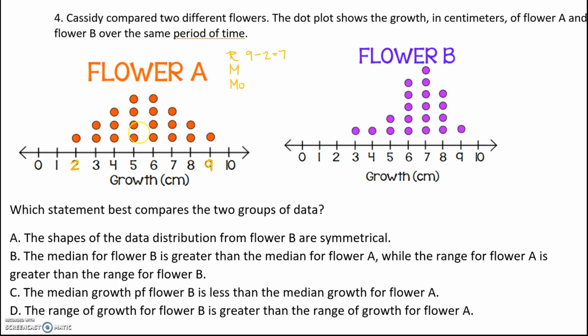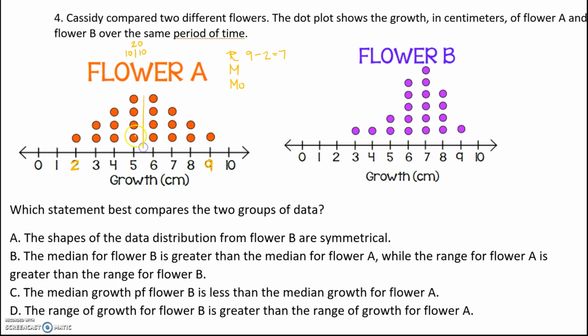Median, you can either cross them off or count them. 1, 2, 3, 4, 5, 6, 7, 8, 9, 10, 11, 12, 13, 14, 15, 16, 17, 18, 19, 20. So if there's 20, that's an even number, so that means it's going to be between dots, and I cut that in half, so I'm going to have 10 on each side. 1, 2, 3, 4, 5, 6, 7, 8, 9, 10.